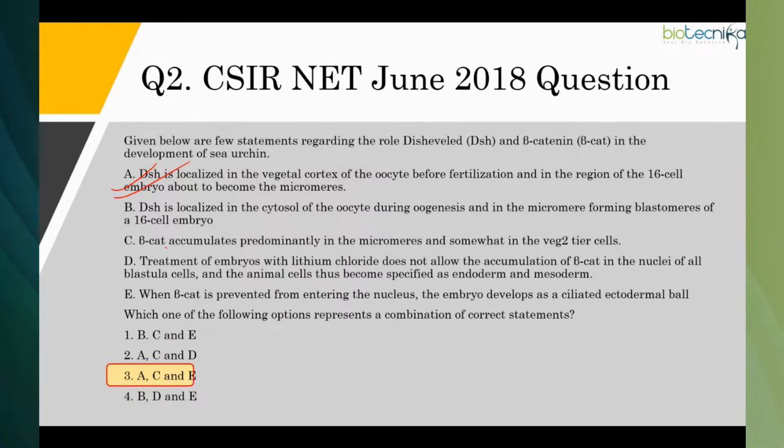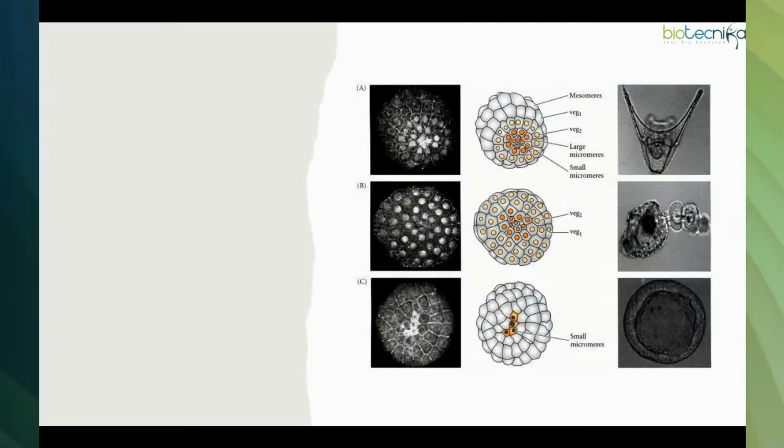Then we also understood that beta catenin will predominantly be present in micromeres and a little bit in the veg2 tier of cells. So something like this. This is the bottom view of the sea urchin embryo. These are the micromeres, and on top of that you have the veg2 layer of cells. Orange color nucleus means that beta catenin is more concentrated here, and in the veg2 layer it is less concentrated. Okay. So there is a treatment which is done.